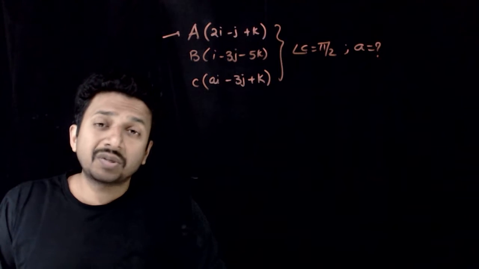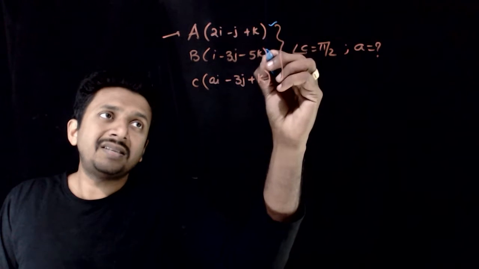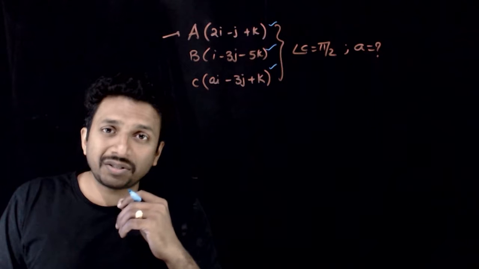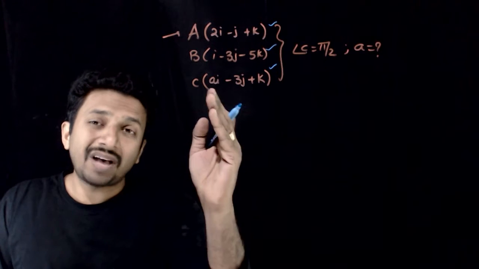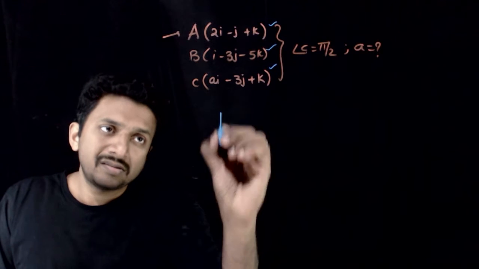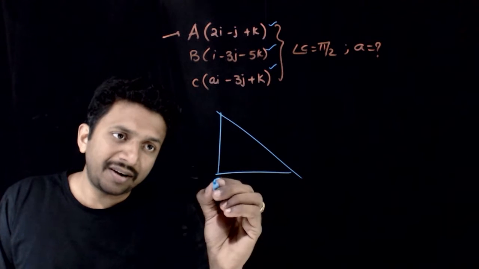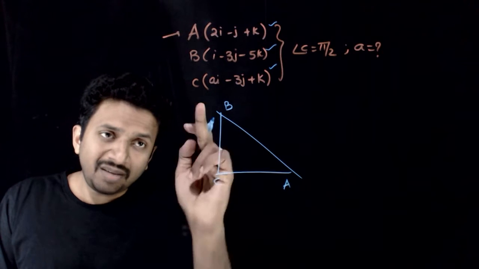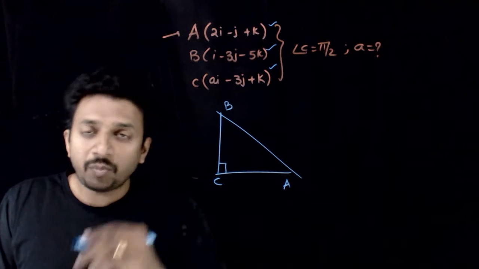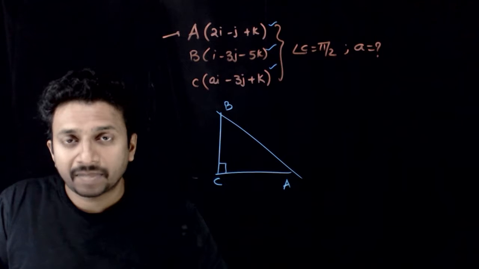So welcome students. In this question you're given that these three are the position vectors of three vertices of a triangle which has a right angle at C. If that is so, what is the value of this unknown? So if you have a right angle at C, then the vectors CB bar and CA bar have to be perpendicular to each other. Right?